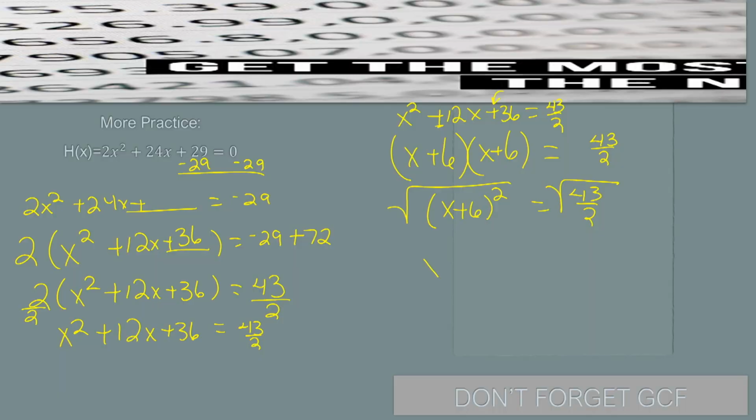So I'm going to have x plus 6 equals plus or minus the square root of 43 over 2. Isolating that variable by subtraction. So my answer is x equals negative 6 plus or minus the square root of 43 over 2.